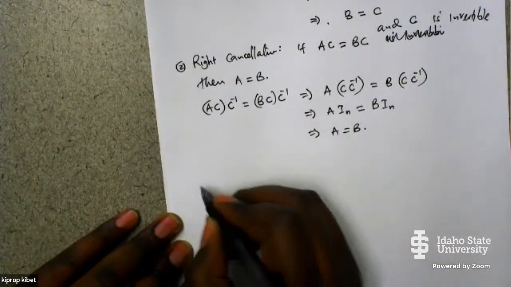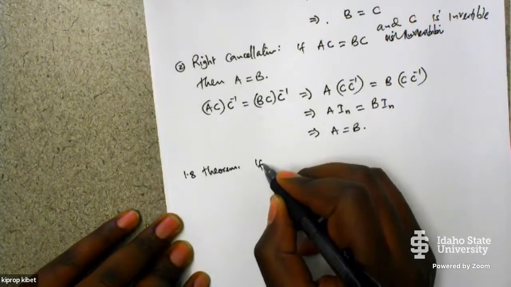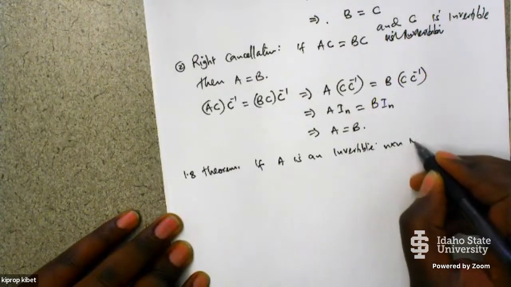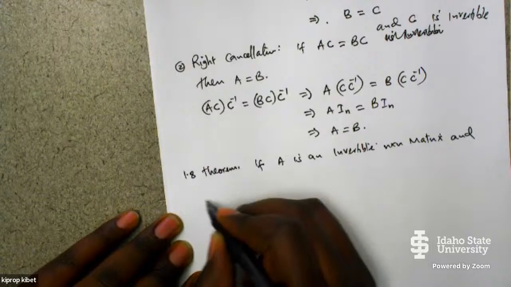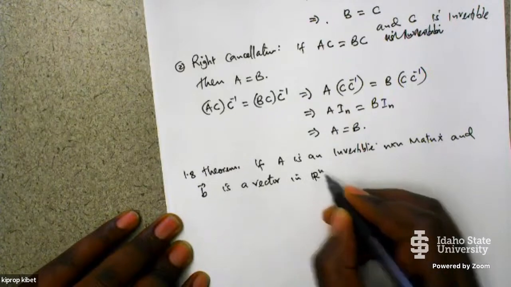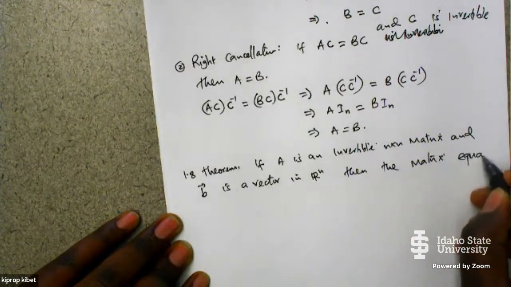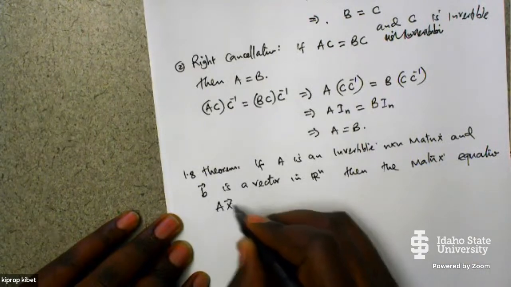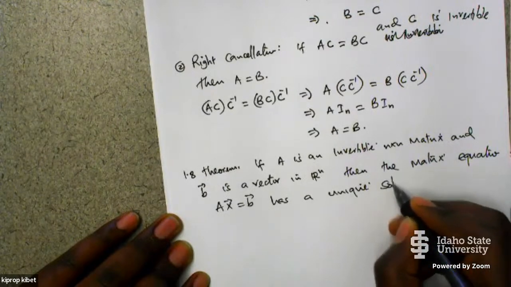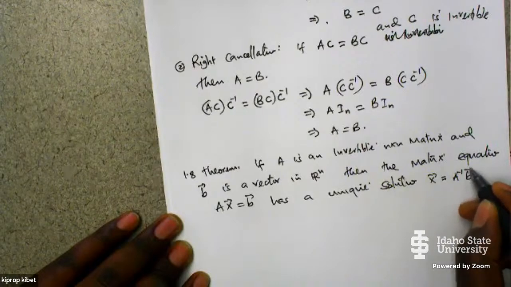Okay, let's look at 1.8 theorem. If A is an invertible n by n matrix, and the vector B is a vector in Rn, then the matrix equation Ax equals B has a unique solution X, which is equal to A inverse B.